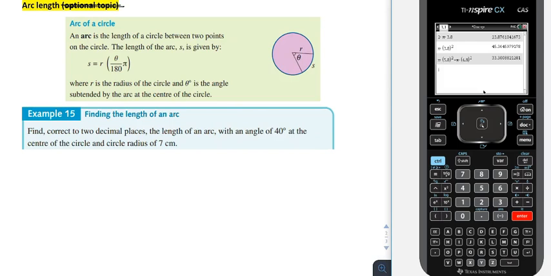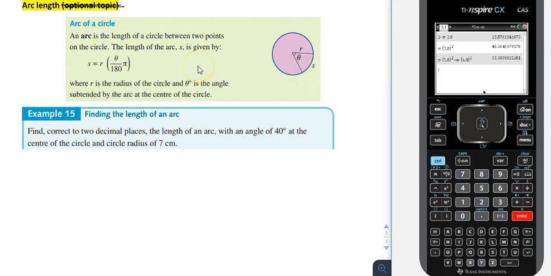The last section is arc length. We're not going to make this optional. It's needed to know. You need to know how to do it. So the arc length of the circle is basically the length between the outside of 2 points. So this point here, for instance, and this point here. And we want to know what is this distance, this curved distance, around the outside.